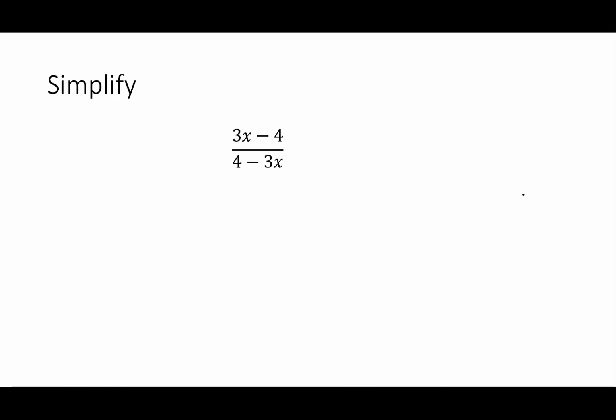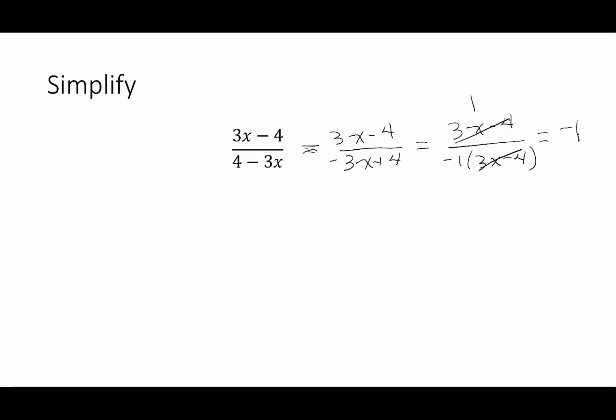We'll do that one more time just to have the practice. I have 3x minus 4 over 4 minus 3x. Like last time, I'll start by writing the denominator as negative 3x plus 4. I'm going to factor out the negative 1 from the denominator. So I have negative 1 times 3x minus 4. Then I can cancel the common factor and put a 1 in the numerator. 1 over negative 1 is negative 1.